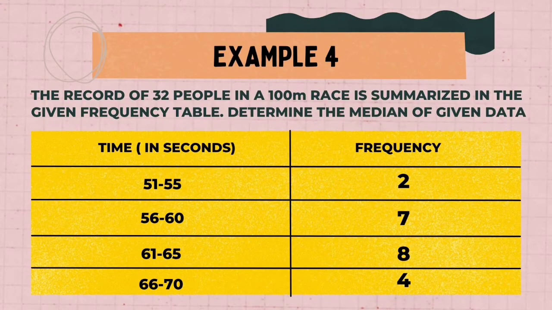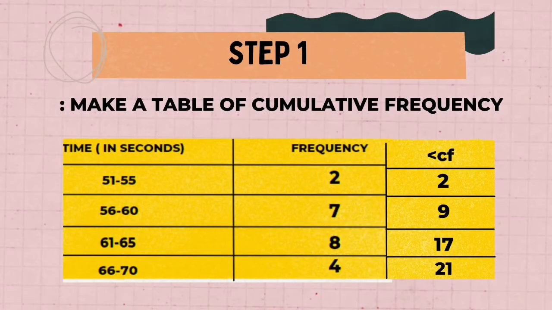Example number 4. The record of 32 people in a 100-meter race is summarized in the given frequency table. Determine the median of the given data. So we're given time in seconds and frequency. First step is to make a table of cumulative frequency, or less than cumulative frequency.